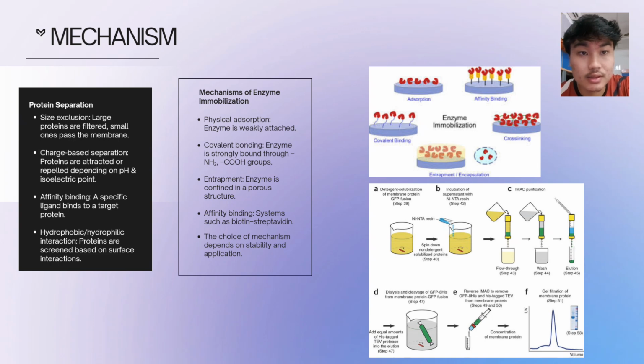Next, for the mechanism, protein separation relies on various mechanisms to selectively isolate proteins based on physical and chemical properties. In size exclusion, large proteins are retained by the membrane, while smaller proteins pass through the pores, allowing for effective molecular filtration. Charge-based separation occurs when proteins are attracted to or repelled by the membrane surface depending on the solution pH and the protein's isoelectric point.